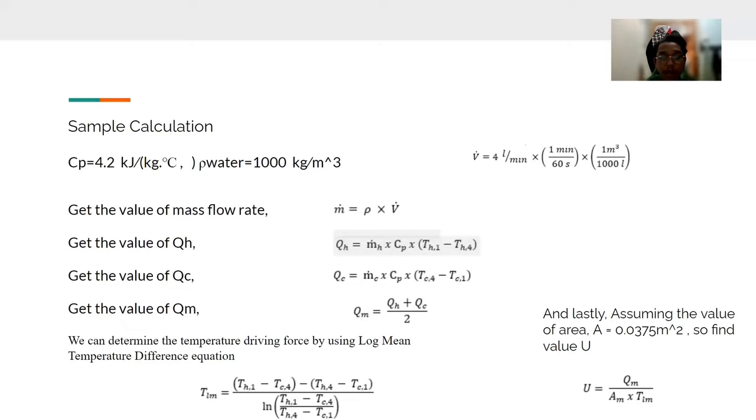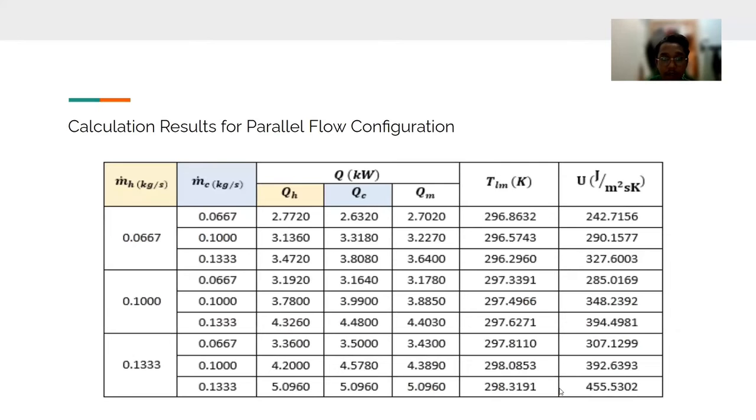After that, we can determine the temperature driving force by using the log mean temperature difference equation, which is TLM equal to this formula. And lastly, we assume the value of area A equal to 0.0375 square meters. After we assume, we use this formula: U equals Qm divided by A multiplied by TLM. After we use this calculation, we can get all the calculation results.